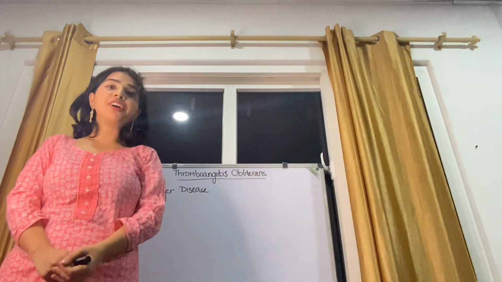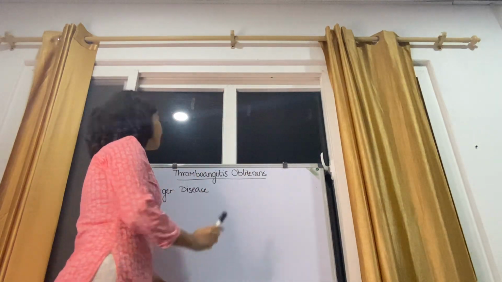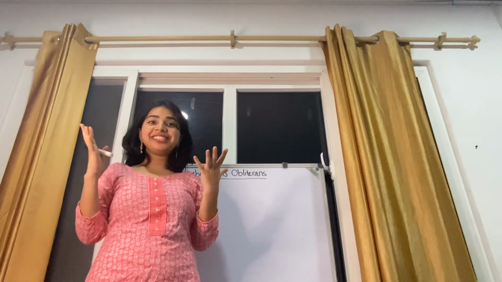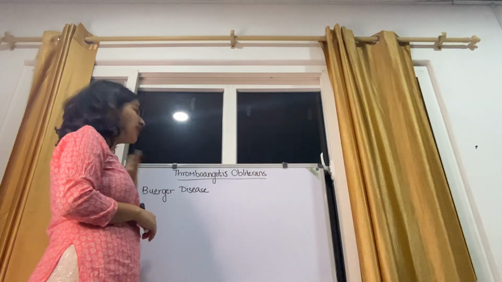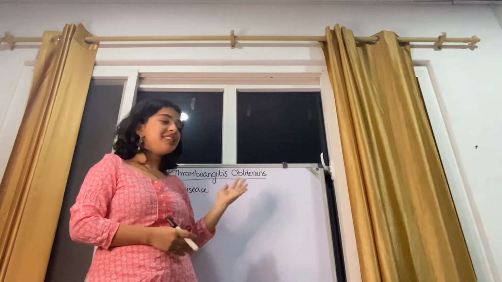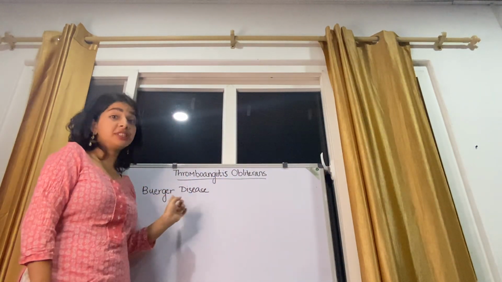So today we are going to talk about a very special topic, which is thromboangiitis obliterans. It is one of the vasculitis diseases. Vasculitis means nothing but vessel wall inflammation, and it is a type of vasculitis. It is also known as Buerger disease.